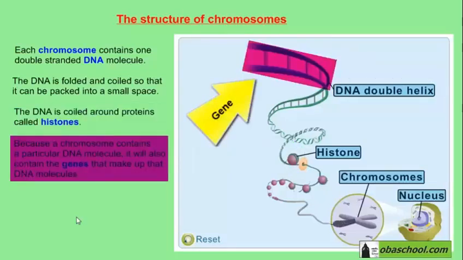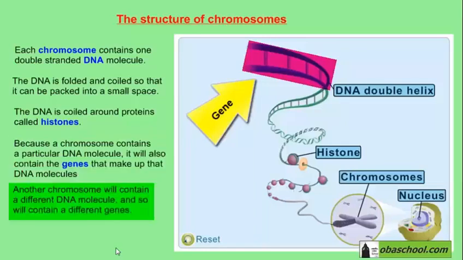Genes are parts of the DNA that make up one protein. They code for a protein. So it's a set of DNA that has meaningful information in it that can code for a protein. Another chromosome at the same place as this gene will contain a different DNA molecule, so it will contain a different gene. And altogether, these different genes will code for the proteins that make up the organism. That is why we say that DNA is the genetic code.